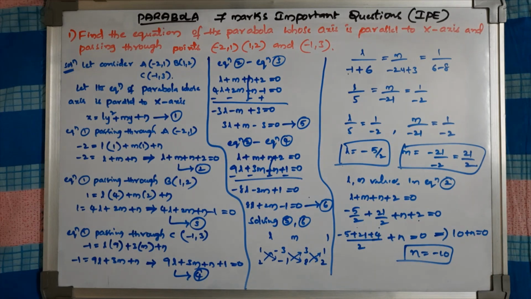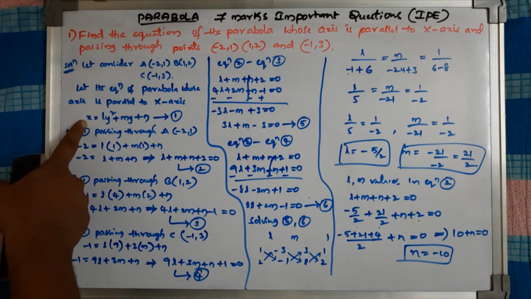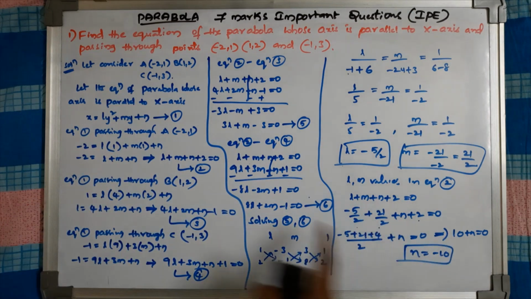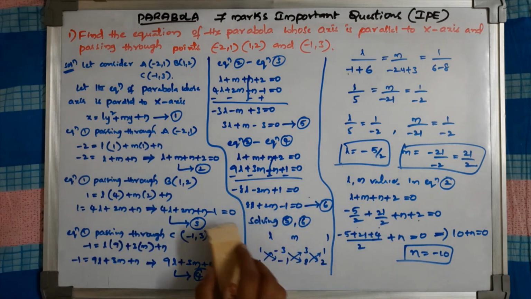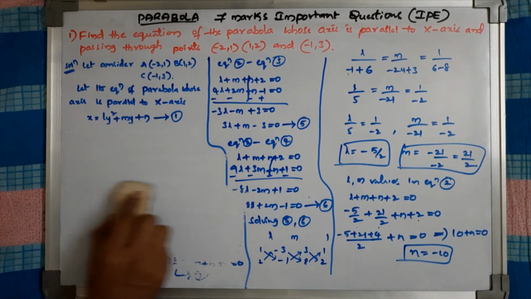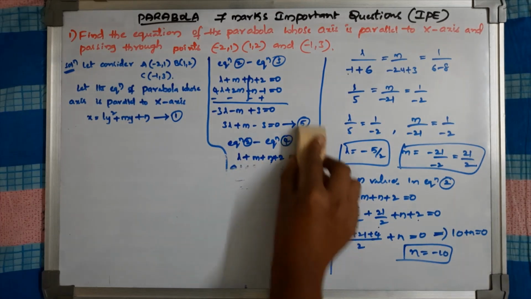But we have to derive the equation which is parallel to x-axis. So substitute the values of L, M, N in equation number 1, right? I hope you take the notes so that I am rubbing it.